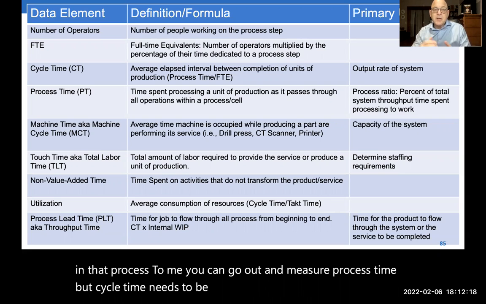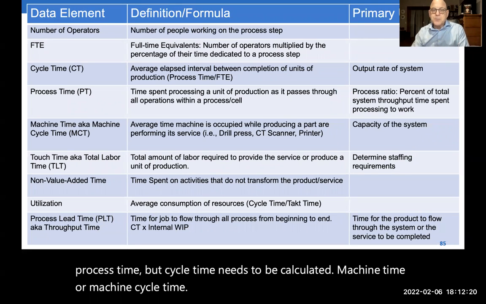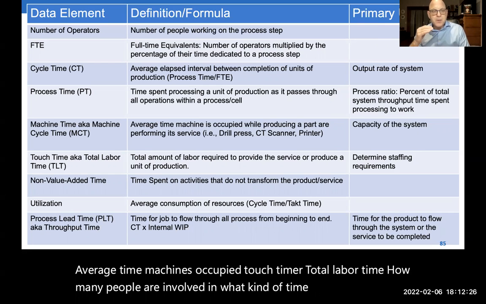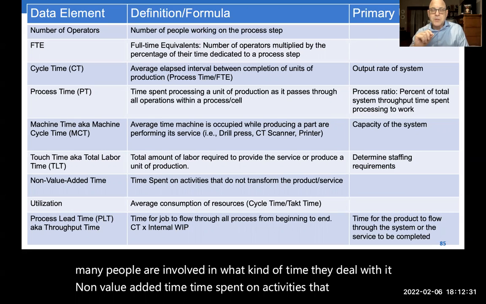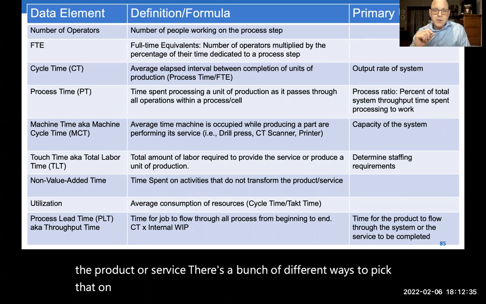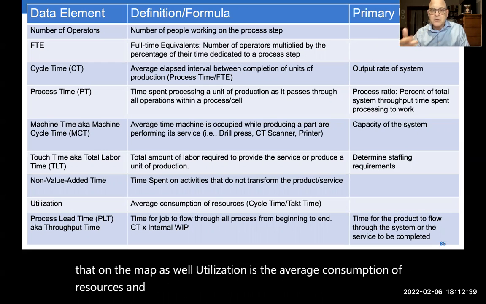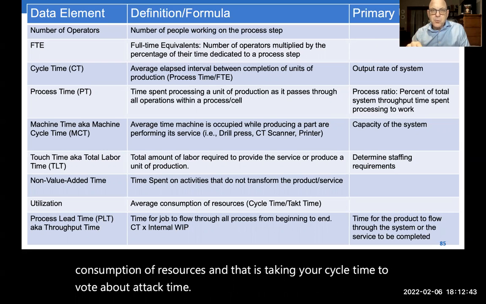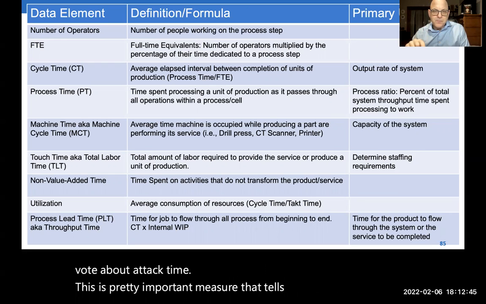Machine time or machine cycle time is the average time the machine is occupied. Touch time or total labor time is how many people are involved and how much time they spend on it. Non-value added time is time spent on activities that don't transform the product or service. There are a bunch of different ways to depict that on the map as well. Utilization is the average consumption of resources, calculated as cycle time divided by takt time. This is a pretty important measure that tells you if you're over capacity or not.